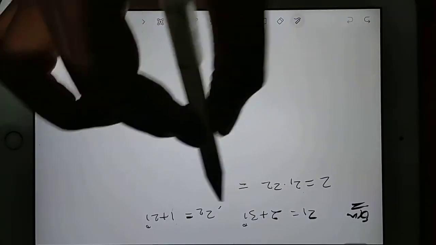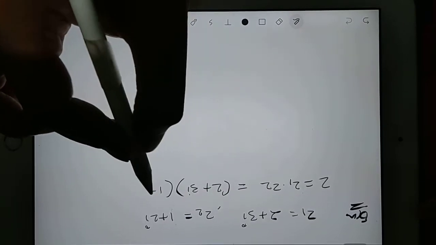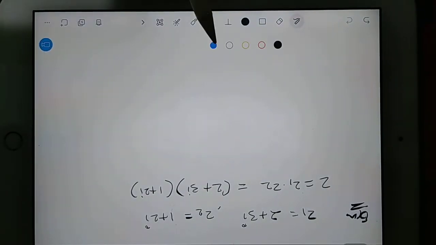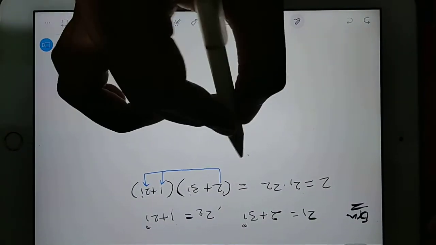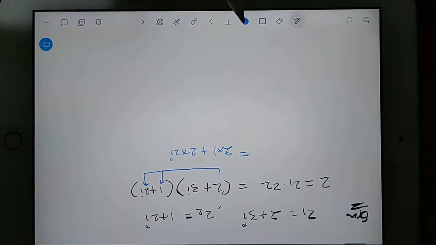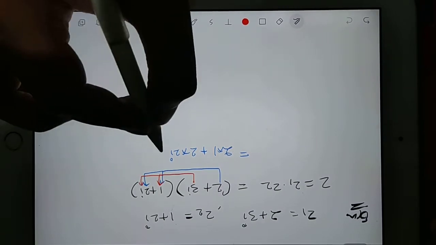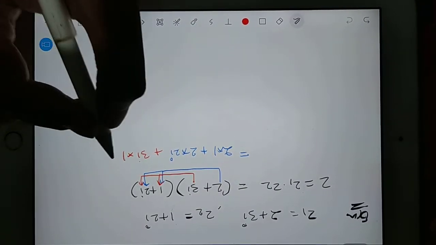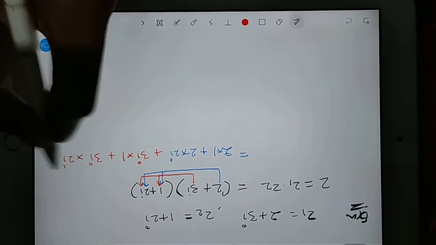So when we are doing multiplication, write like this: 2 plus 3i and then next bracket 1 plus 2i. Now simply you multiply them. So this number you take, first you multiply here and then you multiply here. So it will be 2 into 1 plus 2 into 2i. After that, take this number, multiply here and multiply here. So 3i into 1 plus 3i into 2i.